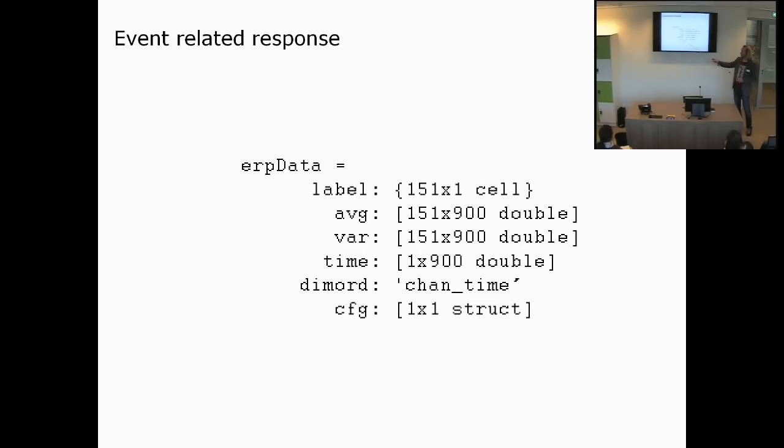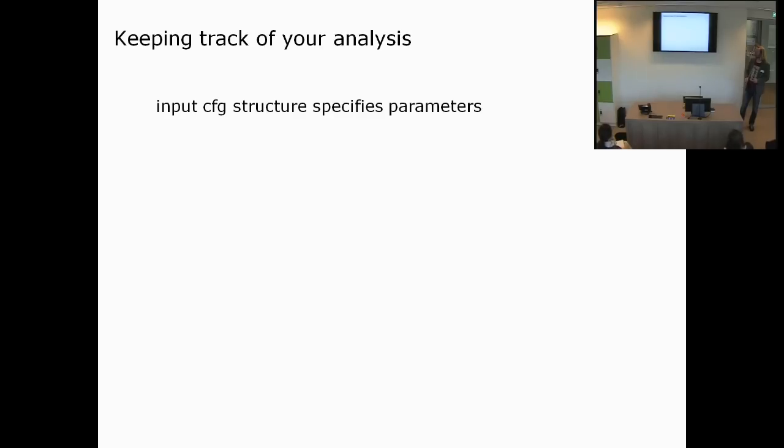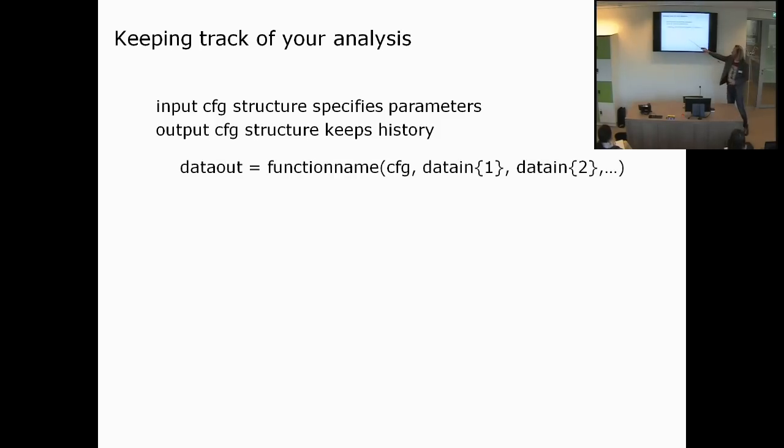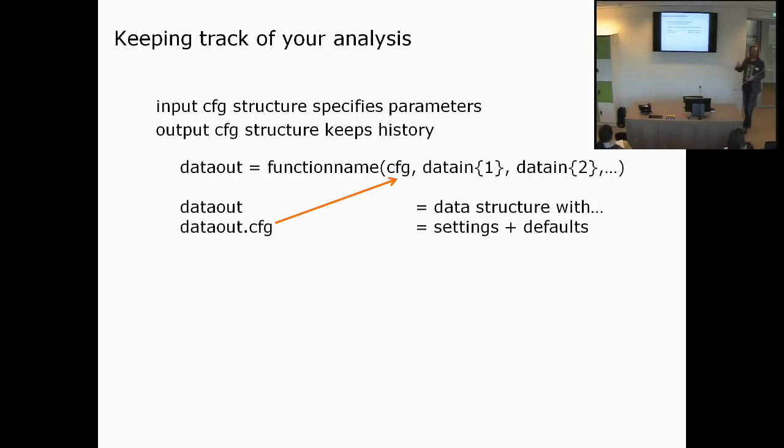What you also see is that each of these data structures has a configuration. Let me explain that in a little more detail. The input configuration of a function specifies the parameters of the algorithm contained within that function. The output cfg that you see in the data structure keeps the history. If you look at this function call, we have dataout, which depends on datain1, datain2, etc., and here we've specified how this function should behave. Dataout is of course the data structure with the numeric results, but it also contains dataout.cfg. That is basically this configuration, which contains your settings but also the defaults. So any defaults that we used in this function will also be in there. After having done the computation, you can look at exactly what the default settings for the computation were.